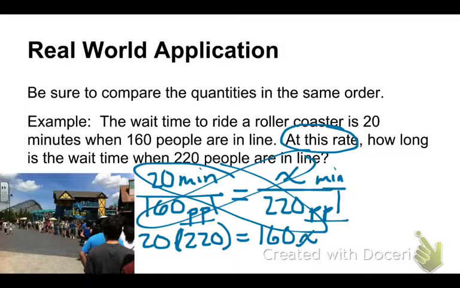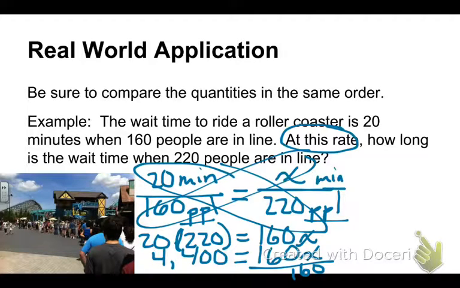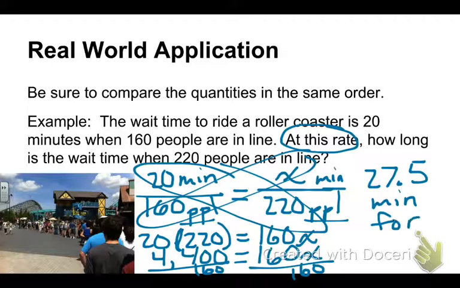20 times 220 will give you 4,400, I can't read numbers apparently, 4,400 is equal to 160x. And now x is being multiplied by 160, so divide, I know I'm off the board here, divide by 160, divide by 160, 4,400 divided by 160 is going to give you 27.5 minutes for 220 people.